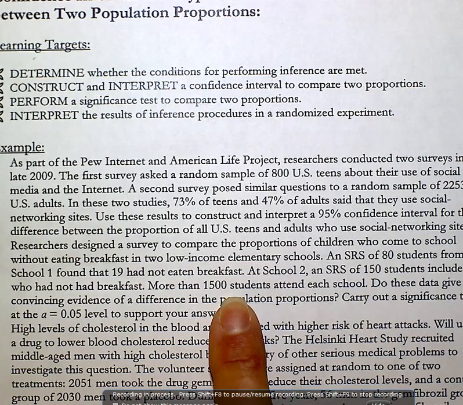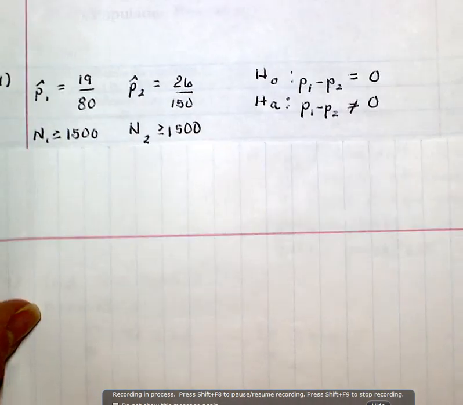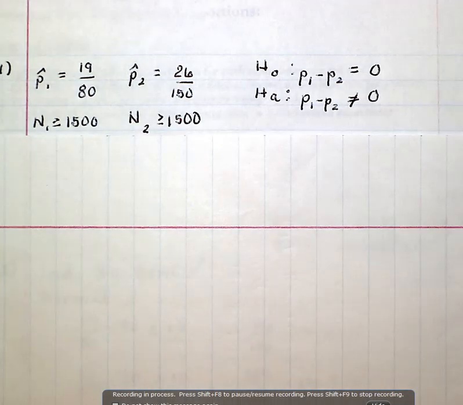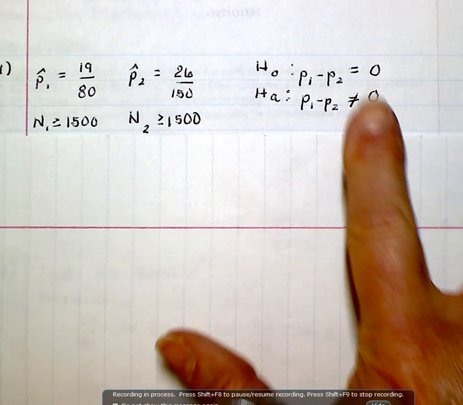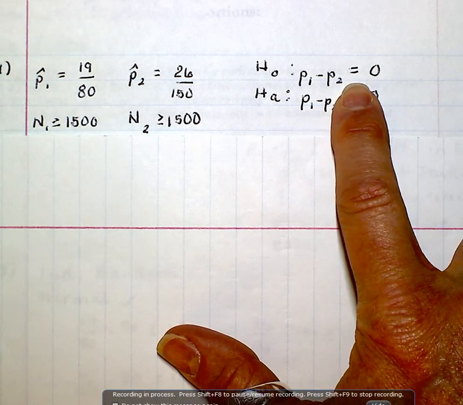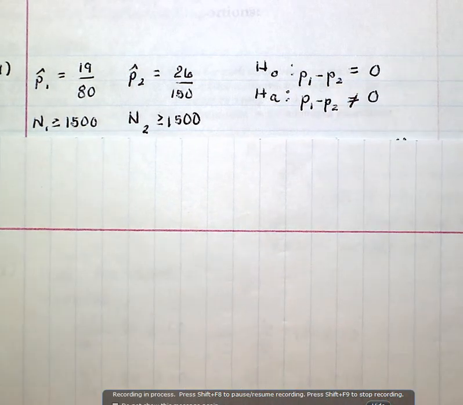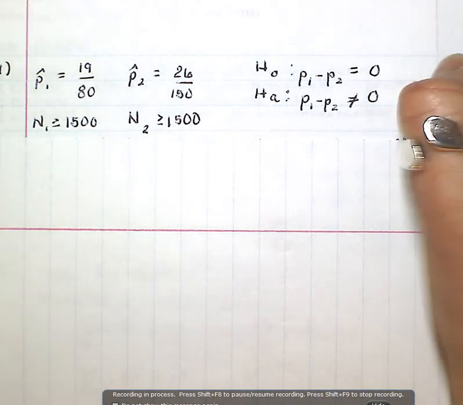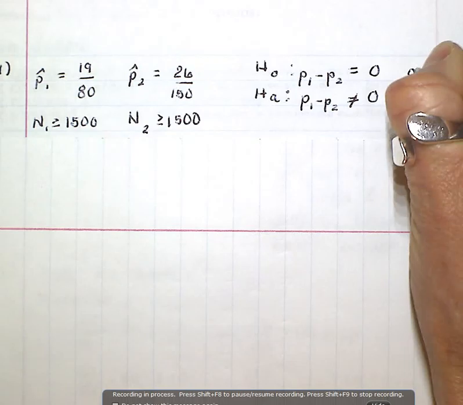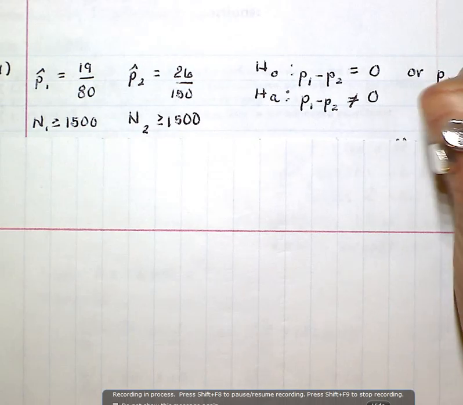So here I have my state. I've included my p-hat from School 1 and my p-hat from School 2. What was a little unusual in this one is that I told you that the populations were bigger than 1,500, so I included that. And then I also have stated a null and alternative hypothesis. Now notice that all I've said in the null is that there is no difference in these population proportions. So if I subtract p1 minus p2, I'll get a difference of 0. The other way you could write that would be just to say that p1 is equal to p2.